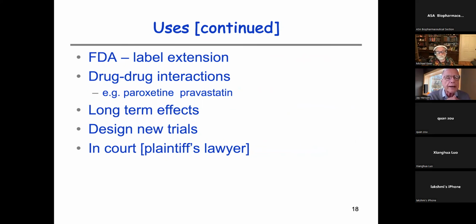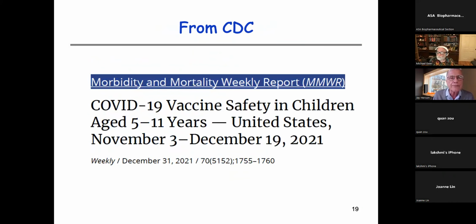Again, it can be used at FDA in a positive way for a label extension. We can study drug-drug interactions, as paroxetine and pravastatin came to mind through these kinds of databases. Long-term effects we don't get from just an RCT, and we can use the data to design new trials. And unfortunately, the data can come into court. A plaintiff's lawyer can use the data to show, of course, my patient had this adverse event.